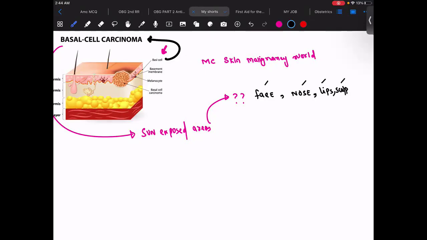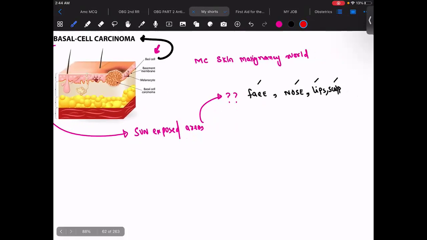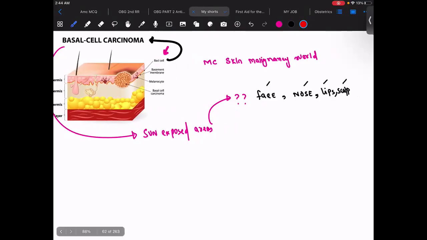After that, what are the clinical features? One more important point: if they ask you a direct question, or in the clinical examination they give you a case scenario where there is a lesion near the nose, you should remember that the first differential should be basal cell carcinoma, because the most common site for basal cell carcinoma is none other than the nose.